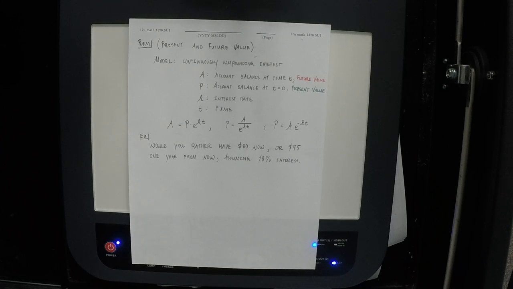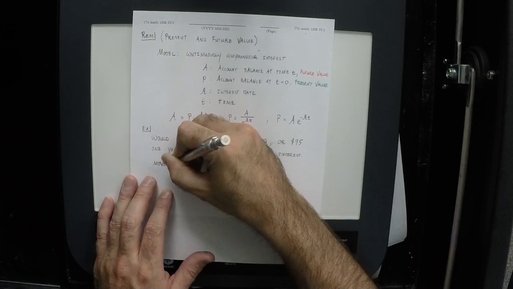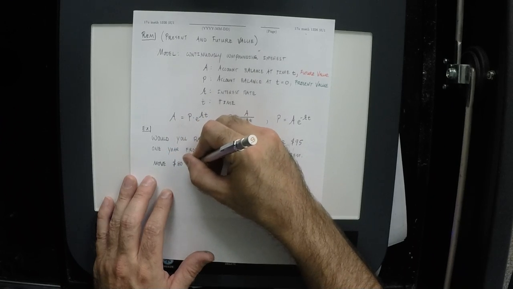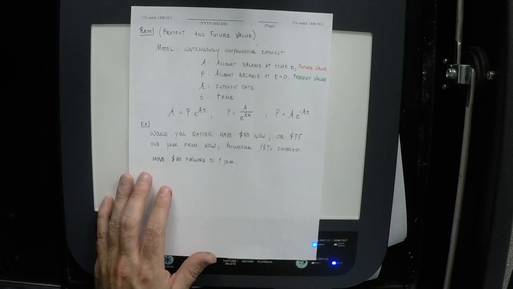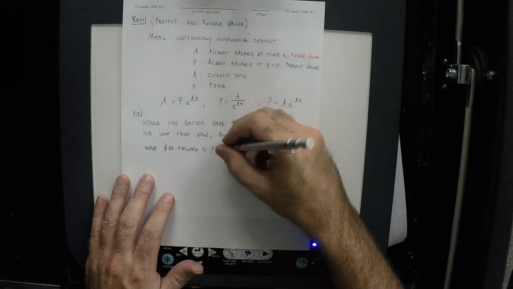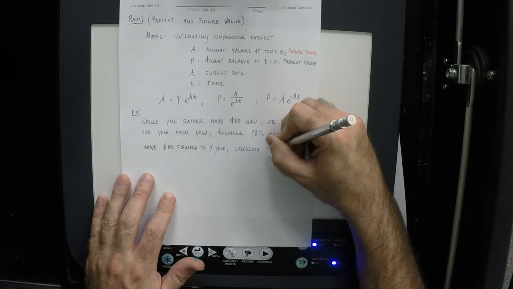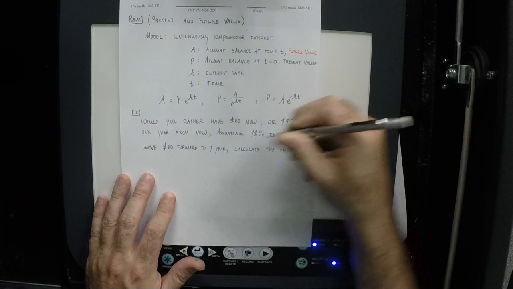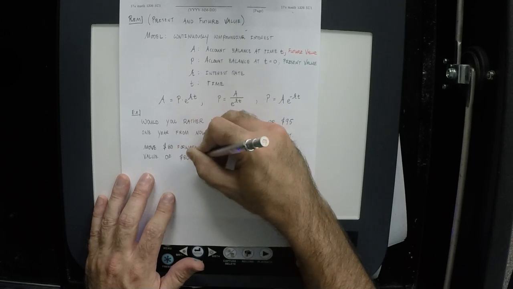Well, there's two ways to solve this question. We'll do it one way. We'll take the $80 and we'll move the $80 forward in time. So we'll move the $80 forward to 1 year. That is to say, we want to calculate the future value of $80 at 1 year.